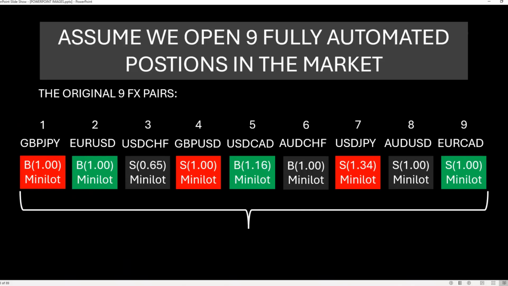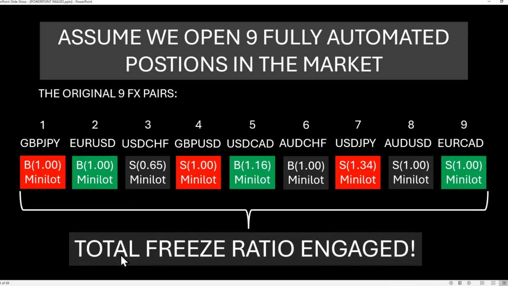Okay, let me show you. Let me rearrange it. So this is what I refer to as a total freeze ratio. If you have this setup and you're running this fully automated in the markets, over the next 1 or 2 weeks, regardless of where the market moves, you won't make any money. But you lose a little bit with respect to the trading costs. You do not want to be here. This is a bad place to be.